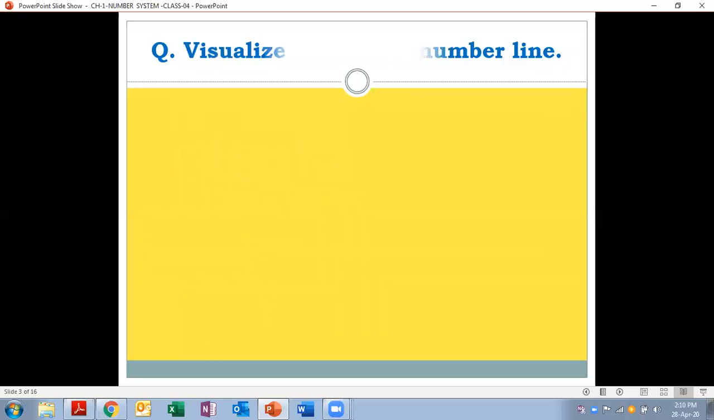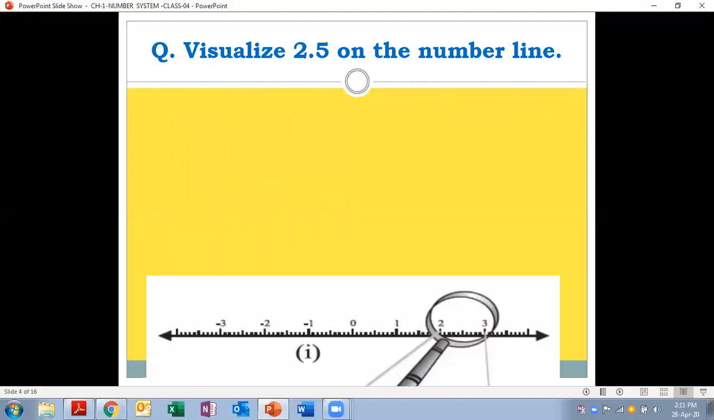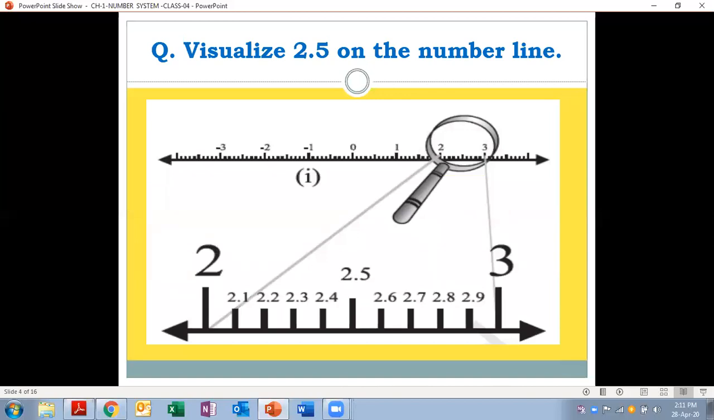Now on the next slide, we have the concept of visualization. Here 2.5 on the number line, we have to visualize it, we have to represent it on the number line. So we have magnified the number line, taking the points 2 and 3 on the number line. On the extreme left we have the value 2, and on the extreme right we have the value 3, and in between we know that 2.5 lies between the integral values 2 and 3. So 2.5 is visualized in this way.